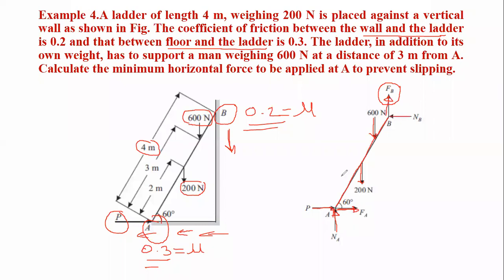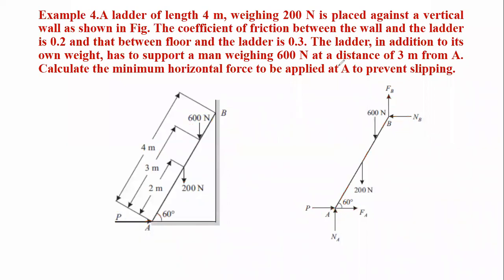Now here what we have to find out is how much P force is required to avoid the slipping. Now how to avoid this? To avoid this slipping, how much P force is required to be applied at location A? Now let us consider the free body diagram of the ladder separately and apply the equilibrium conditions, that is summation Fy, summation Fx, and the coefficient of friction. Now let us see.